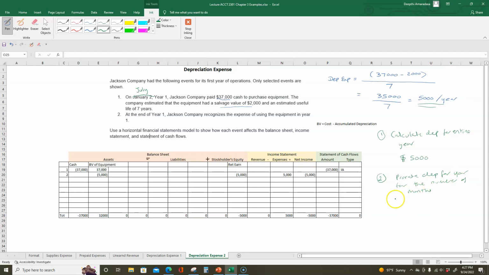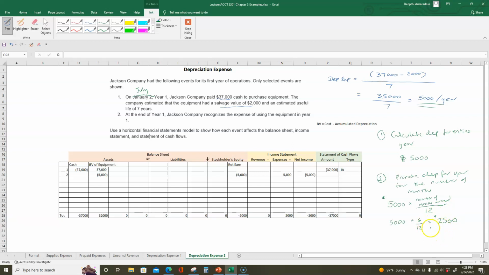So when I say prorate, what I mean is you take the 5,000, which is depreciation for the entire year, and multiply it by the number of months owned, divided by 12. That gives you a percentage of months owned. So we say 5,000 times 6 over 12 because we've owned it for only 6 months. So your depreciation expense for the year is going to be $2,500.